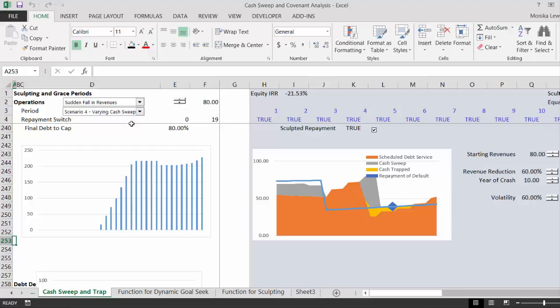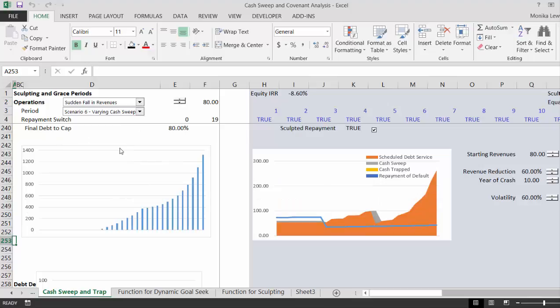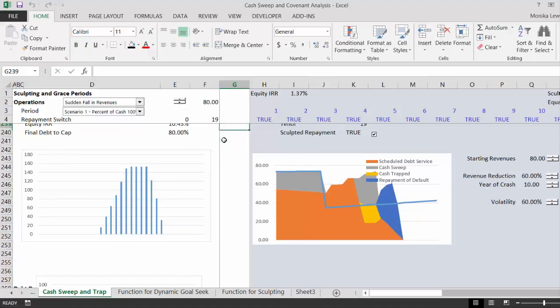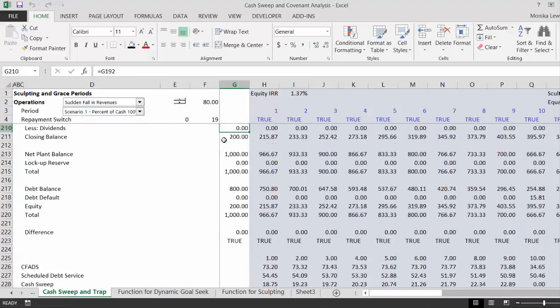Interesting. And if we have these varying cash flow sweeps, the problem with this is we didn't sweep the cash flow here when we desperately needed to. If we have a simple 100% cash flow sweep, we get it all. Now, let's go up and look at a different way to do this.